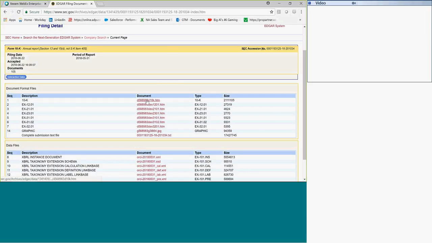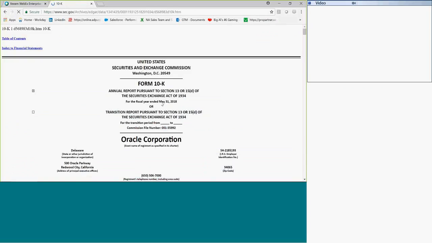And three, you can always see the main body of the document by looking at both the size and the type. Something that has EX next to it is extra information, and the main document's here, and we can also see that it's by far the biggest in size. Let's click on this, and we open the HTML for Oracle.